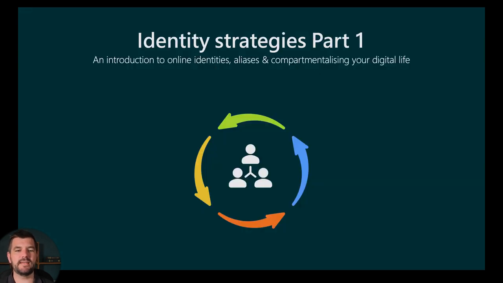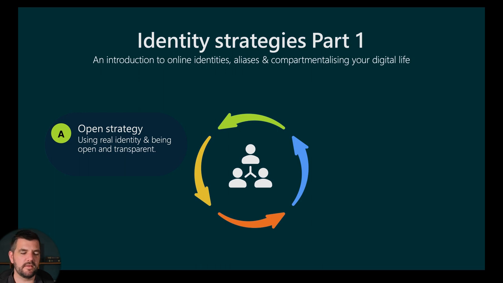But next we're going to talk identities. This is just an introduction to online identities, aliases, and the option of compartmentalizing our digital lives. The different strategies that are in place that one may be able to use. The first would be the open strategy. Now many believe that this is the best strategy to use. You have a legitimate reason to be in the country, a legitimate visa, your real identity is known, your real occupation is known, and it might be a teacher or an engineer or something like that.